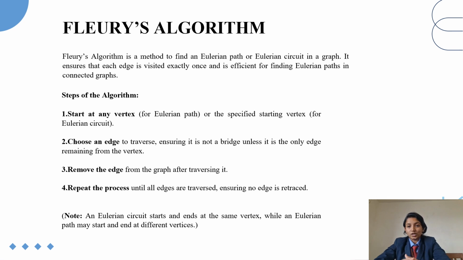Here is how it works. First, start at any vertex or a specific vertex. Second, choose an edge to traverse, avoiding the bridges unless necessary. Third, remove the edges after traversal. Fourth, continue until all edges are covered. This algorithm ensures efficient traversal of Euler graphs in real-world applications.